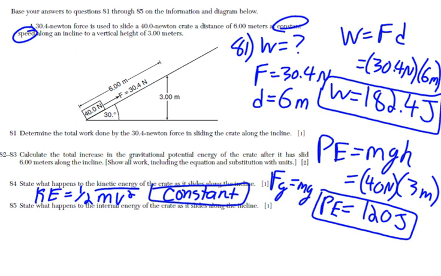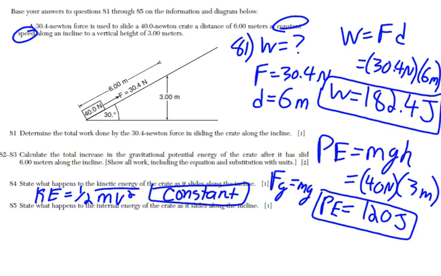Which brings us to 85. State what happens to the internal energy of the crate as it slides along the incline. And the first thing to look at here is, what is internal energy? Well, internal energy is wasted energy, or energy lost due to friction. If you have internal energy, you put in a bunch of energy, and the energy that you get out of it is somewhat less, because some of it was lost.